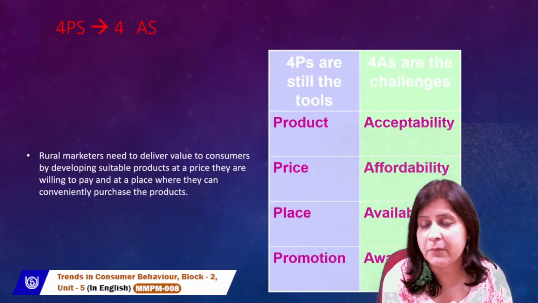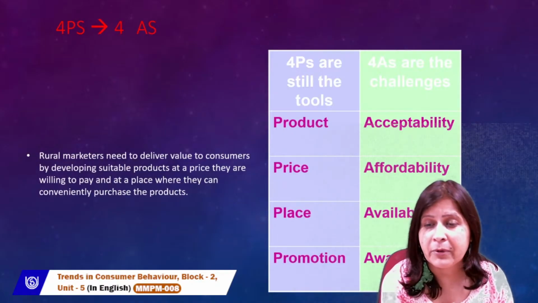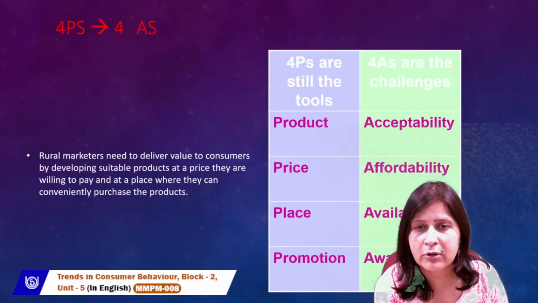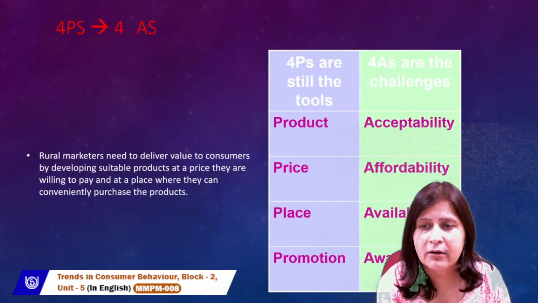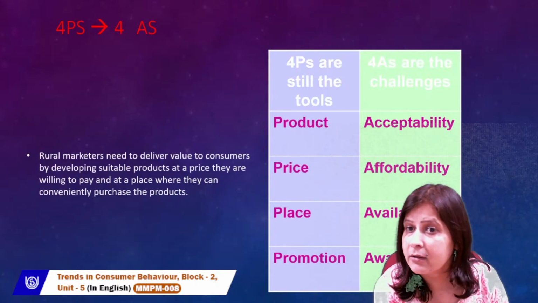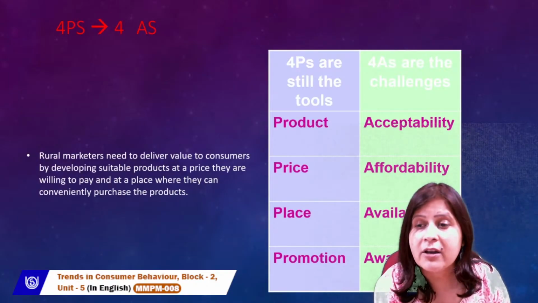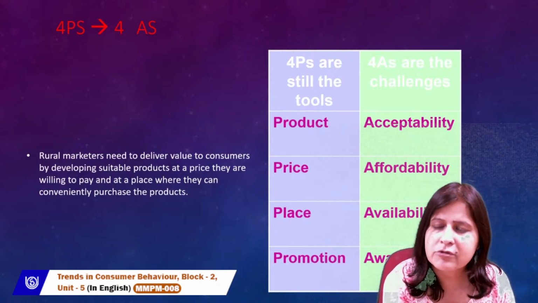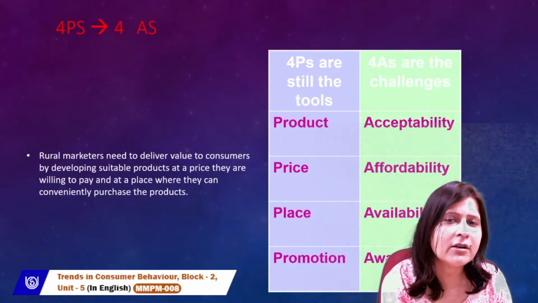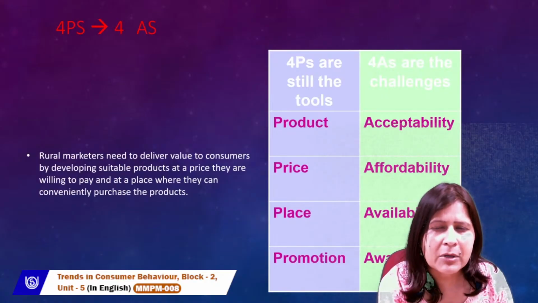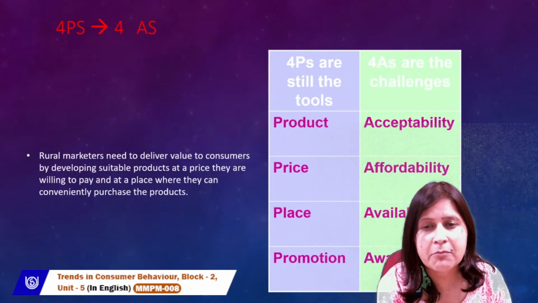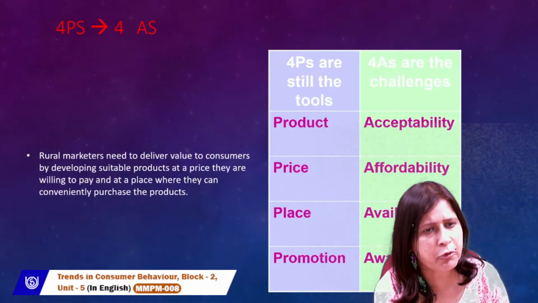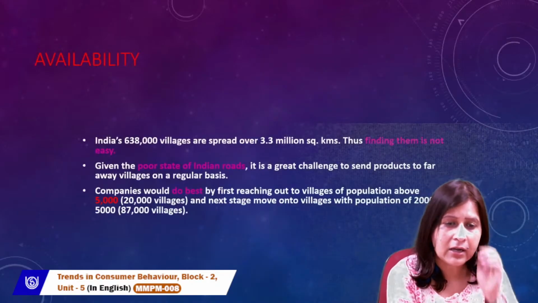Then price is affordability. It is important to keep the price of the product such that rural people can afford that product. Availability, right? Availability means that the product should be readily available to the consumer so that they can consume it when they need it. And awareness is required, right? Because of the lack of resources, they might not be aware of many of the products. So four A's are the challenges and four P's are still the tool, right?